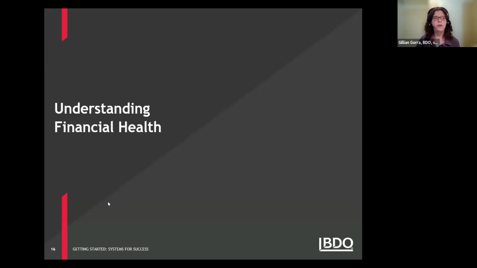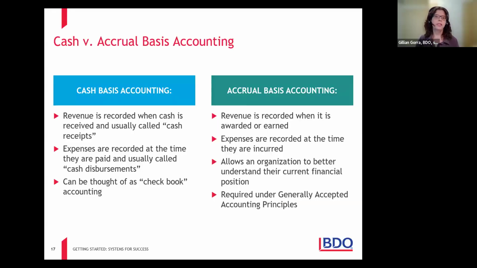Now we're going to move to another topic, which is critical when thinking about financial health and sustainability for your organization. Understanding financial health. I'm going to start with some grounding concepts here. First is the difference between cash basis and accrual basis accounting. These are probably also terms that you have heard either in the nonprofit space or just in your daily life.